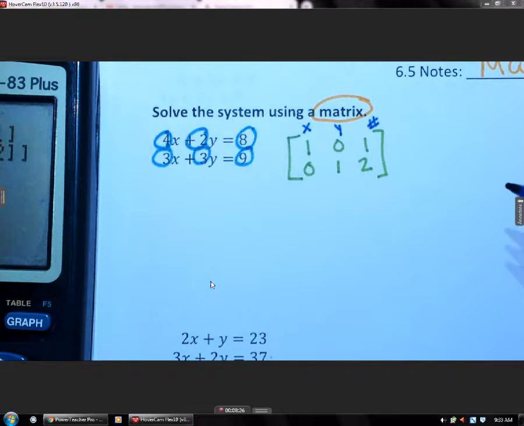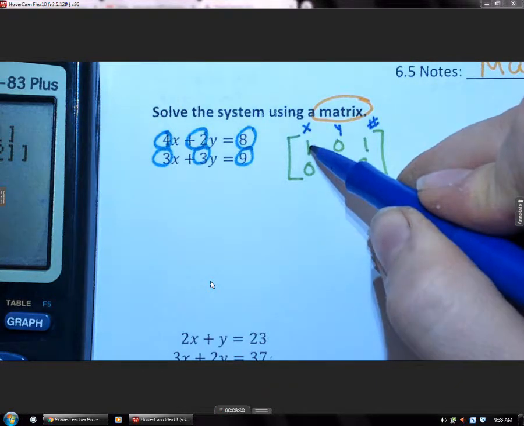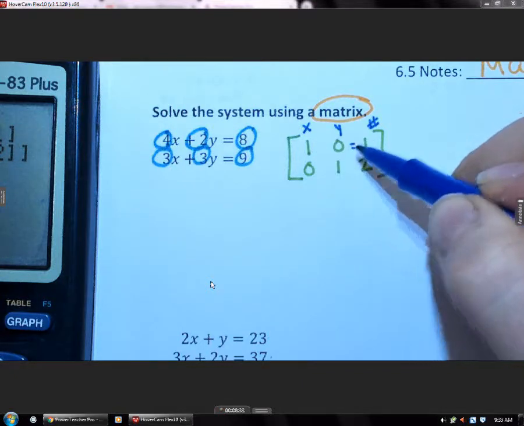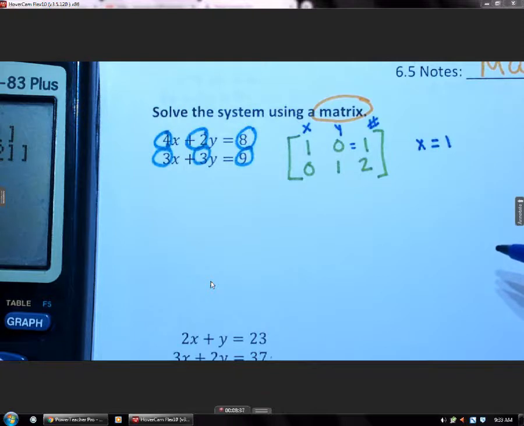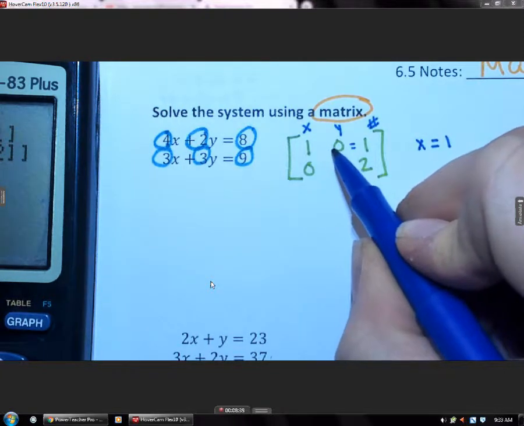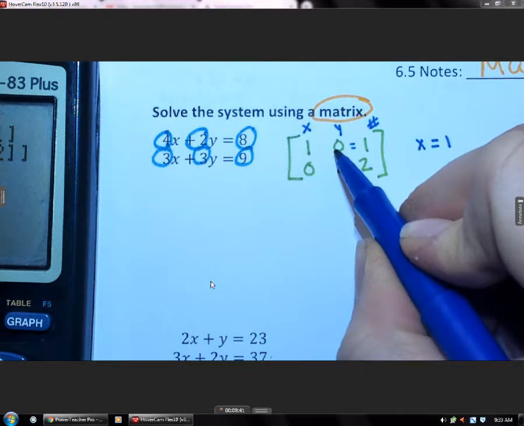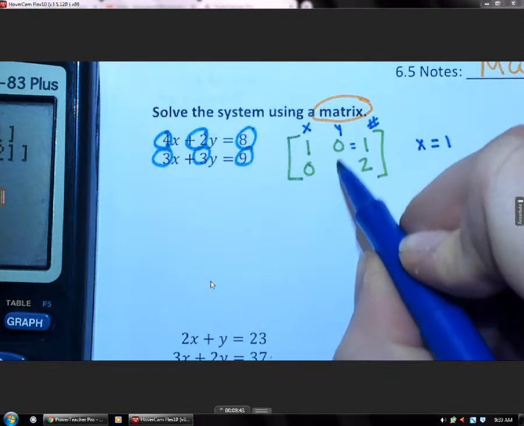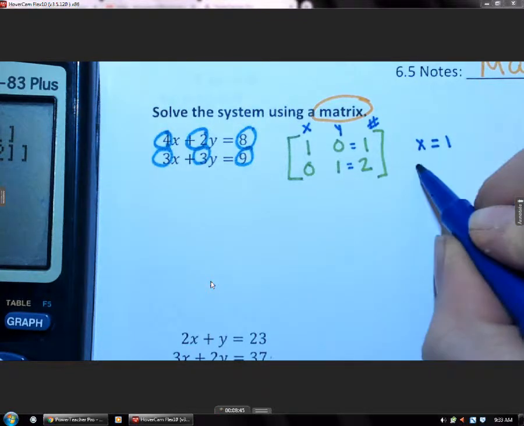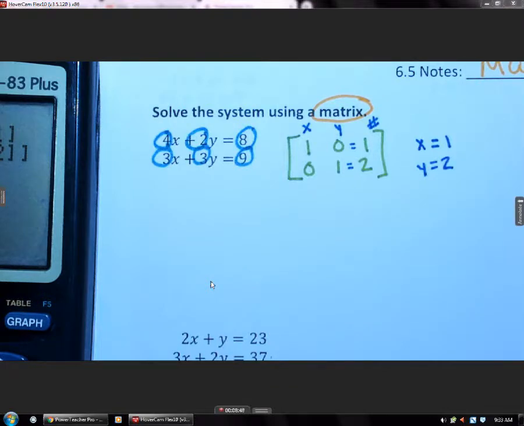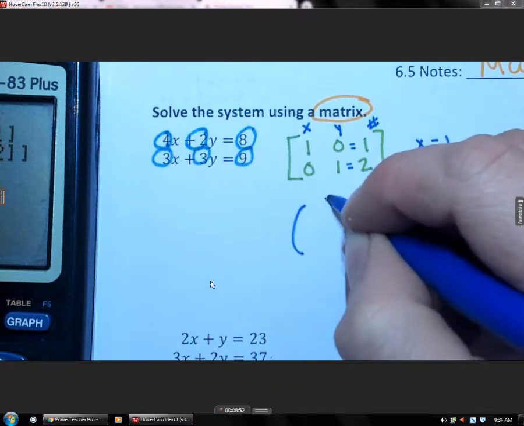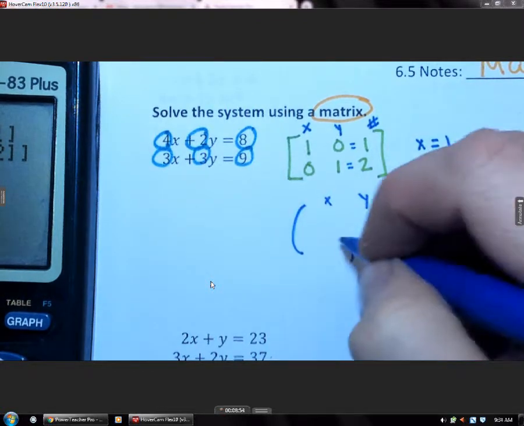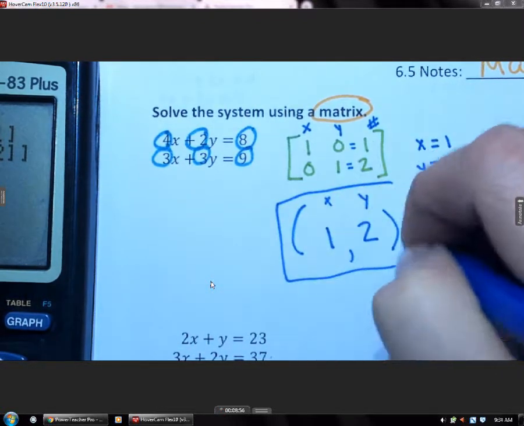So what this is saying, listen please. This is saying that 1x equals 1. So x equals 1, because there's a 1 in the x column and a 0 in the y column. You with me? And it's saying that 1y equals 2. So really it's like an ordered pair. How would you put this in an ordered pair? 1, 2. And then you're done.